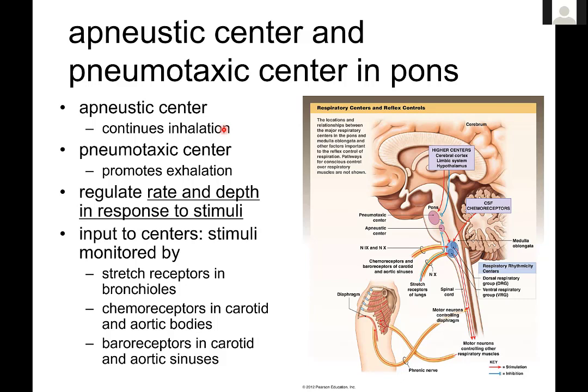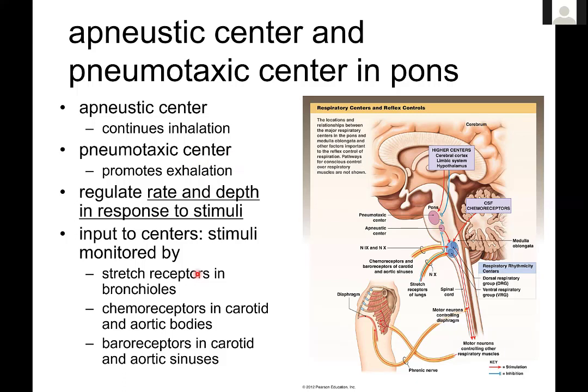So the Apneustic Center and the Pneumotaxic Center. These are in the pons, so up here. And these modify stuff that already happens. What I mean by that is, if you're already inhaling and you need to continue, the Apneustic Center is going to continue the inhalation. And if you're already exhaling and you need to continue, the Pneumotaxic Center promotes exhalation. So if you inhale for longer and you exhale for longer, that means that your breath is going to be deeper and slower. So these play a role in slow, deep breath.